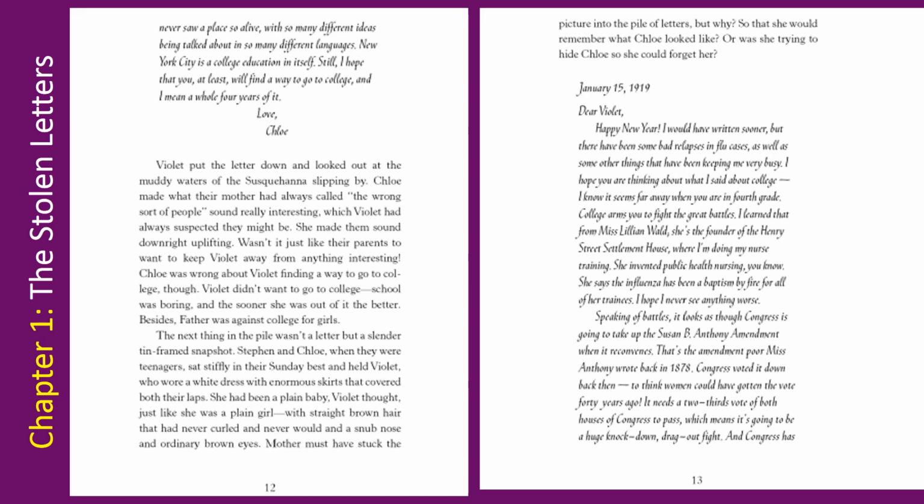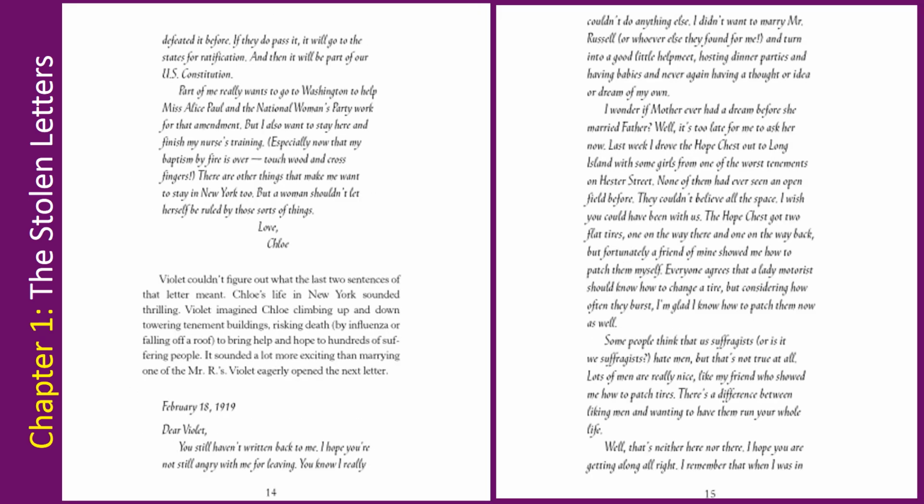Speaking of battles, it looks as though Congress is going to take up the Susan B. Anthony Amendment when it reconvenes. That's the amendment poor Miss Anthony wrote back in 1878. Congress voted it down back then. To think women could have gotten the vote 40 years ago. It needs a 2/3 vote of both houses of Congress to pass, which means it's going to be a huge knock-down, drag-out fight. Turn the page, page 14. And Congress has defeated it before. If they do pass it, it will go to the states for ratification, and then it will be part of our U.S. Constitution.